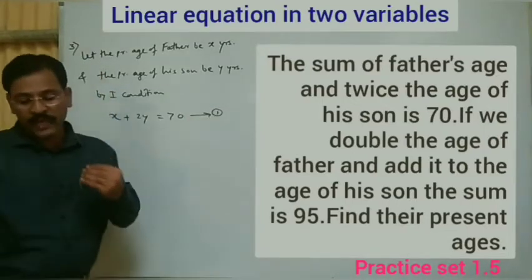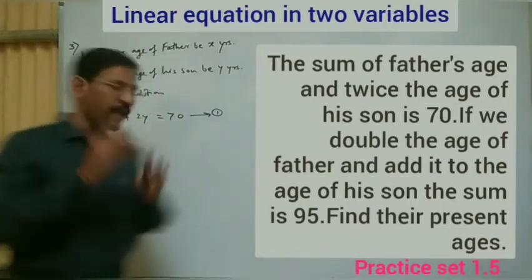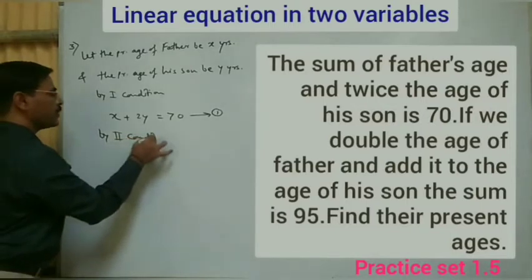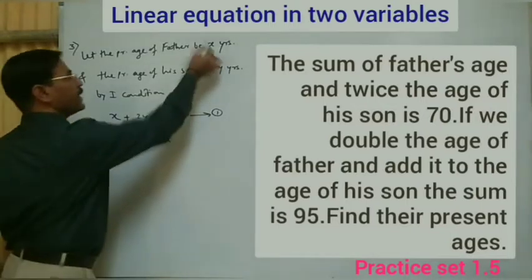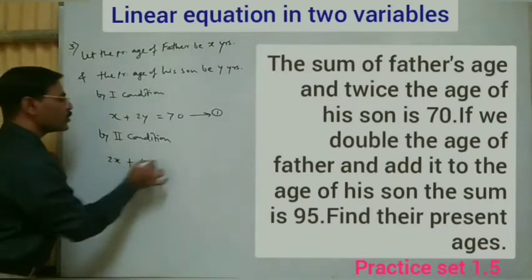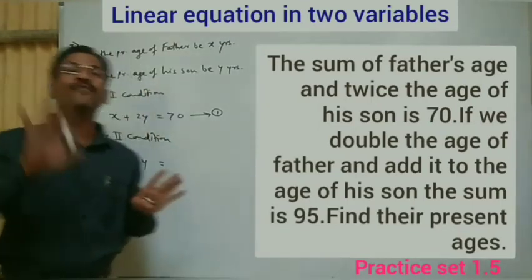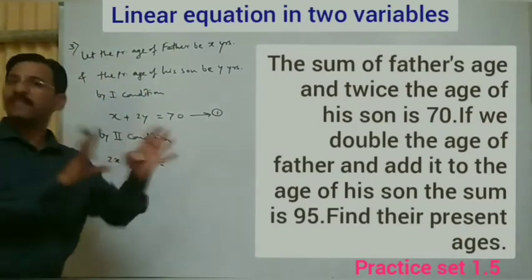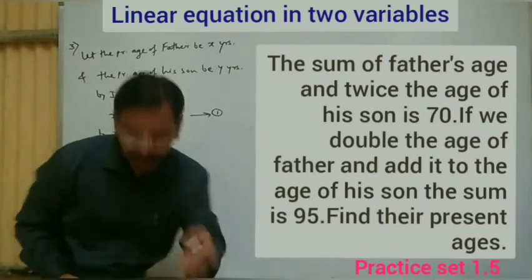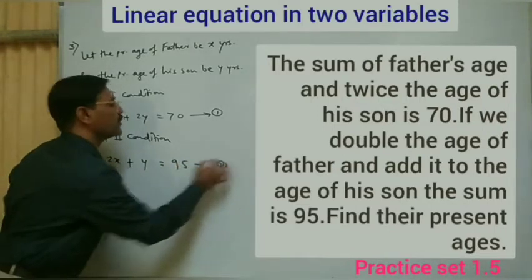Now, what is the second one? If we double the age of the father, by the second condition, what is the second condition? Double the age of father, and this one add it to the age of his son. No double. Don't double the son's age. Only add it to the son's age. Then their sum will be how much? 95. Finish. This is equation number 2.